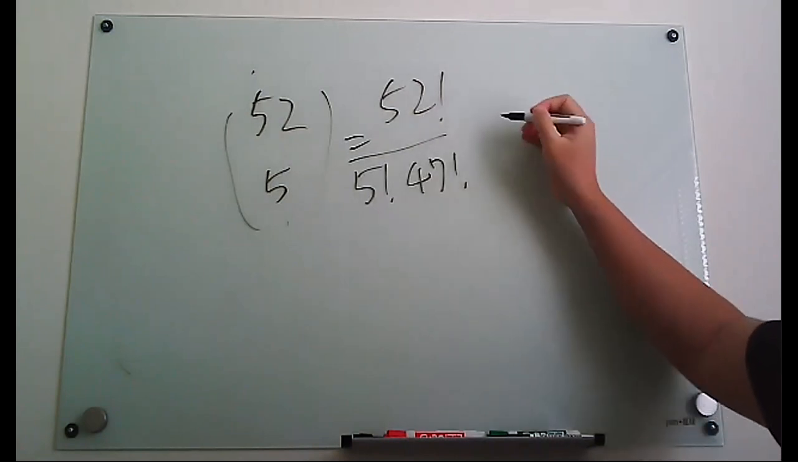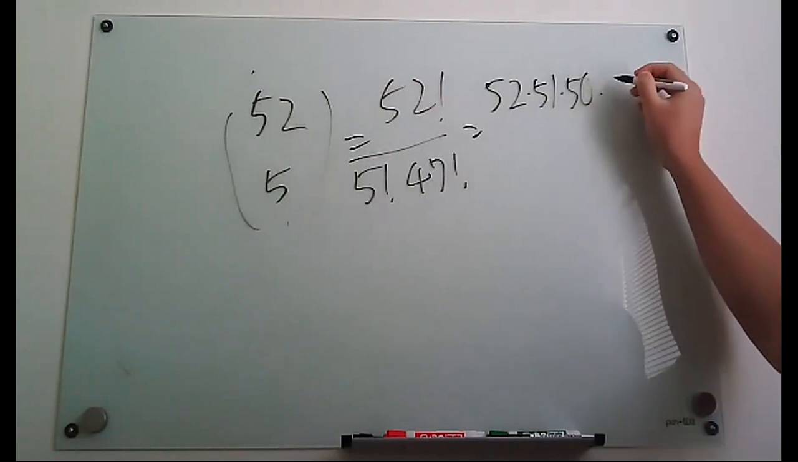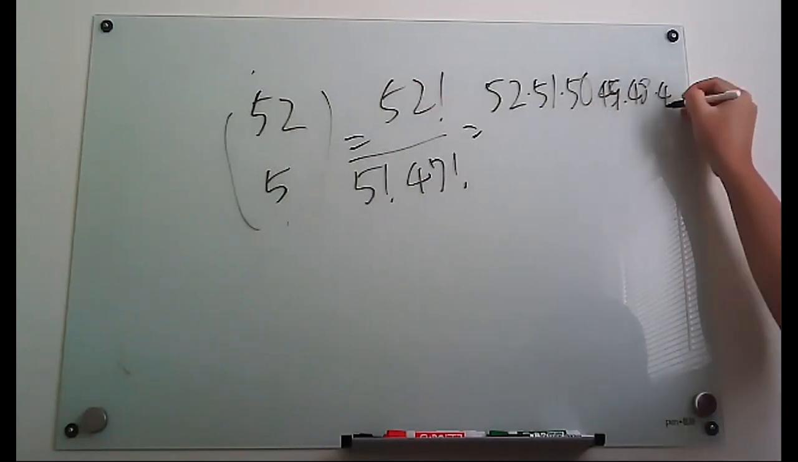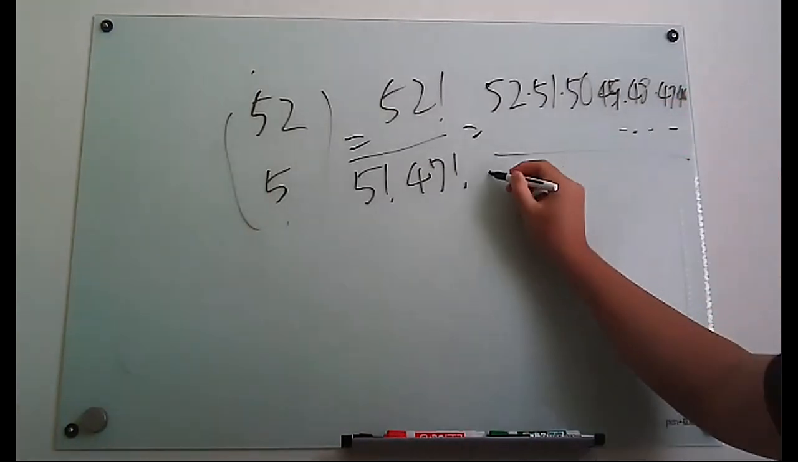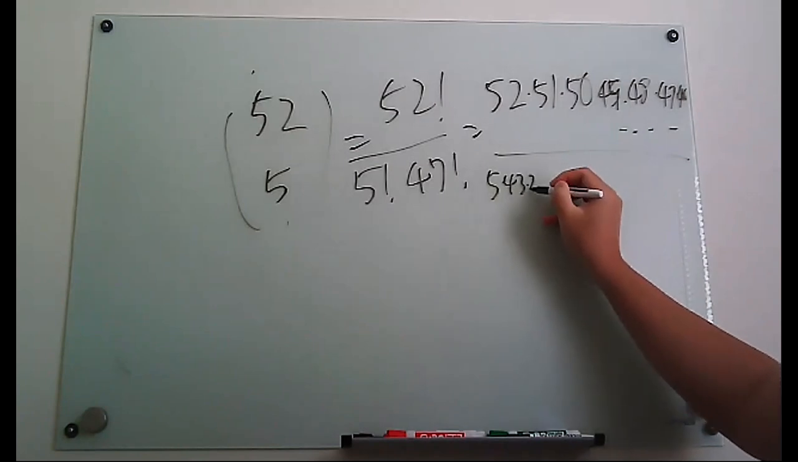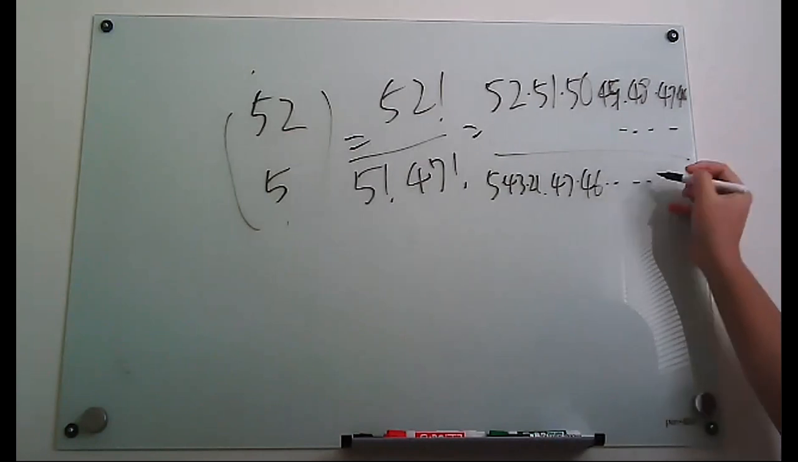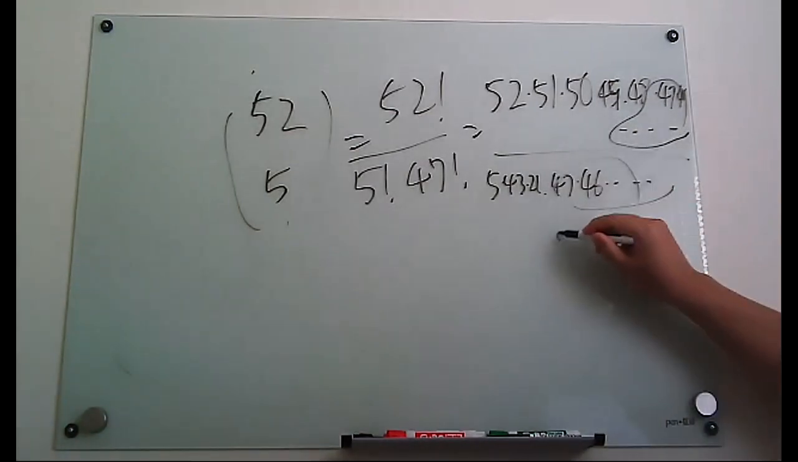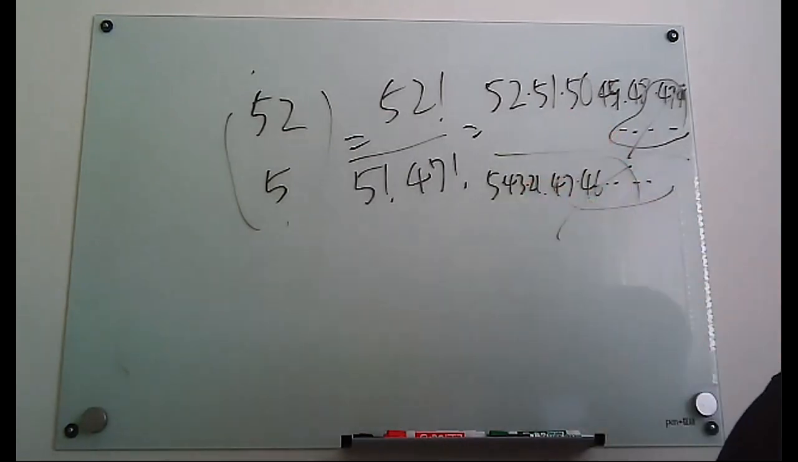This would be 52 times 51 times 50 times 49 times 48 times 47 times 46, etc., over 5 times 4 times 3 times 2 times 1 times 47 times 46, etc. Can you notice something? These last terms are the same, so they're always going to cancel out. That's why you see those numbers in the slide.